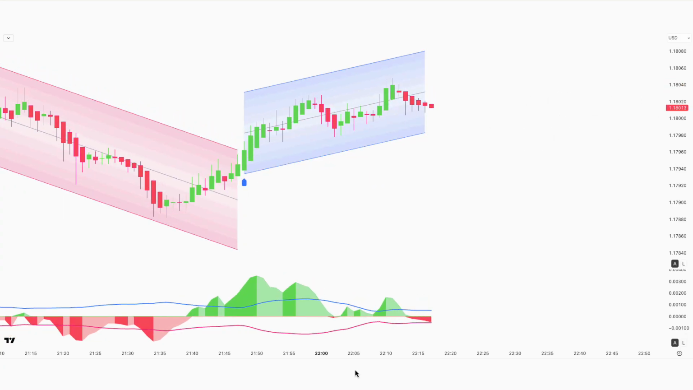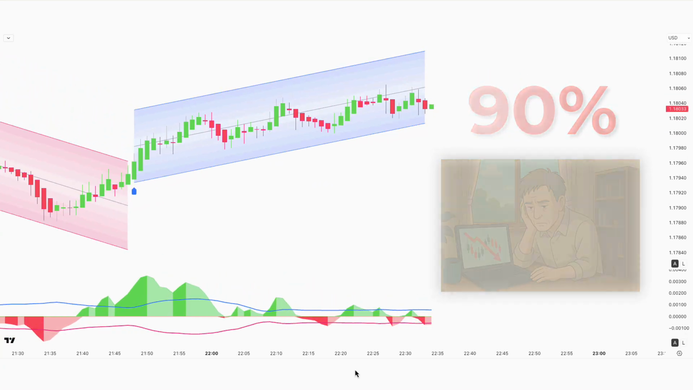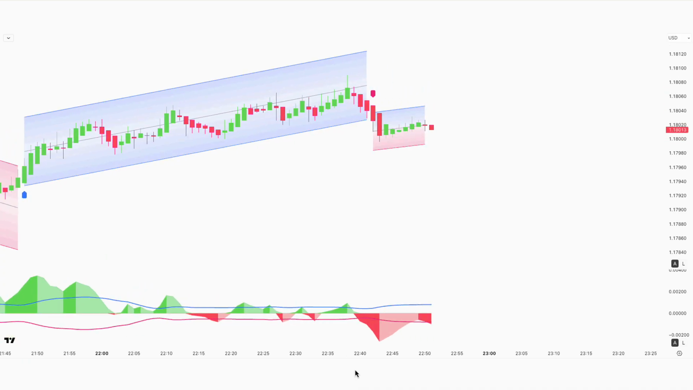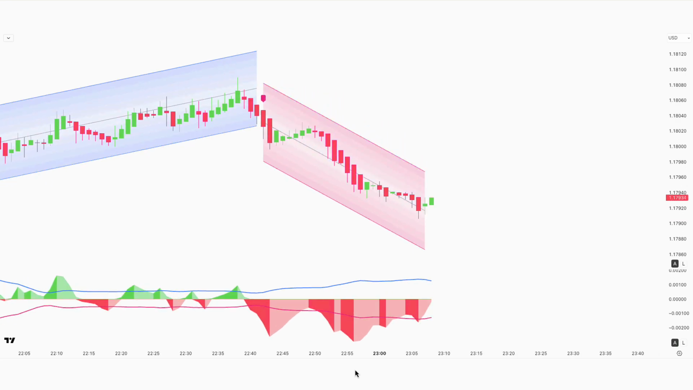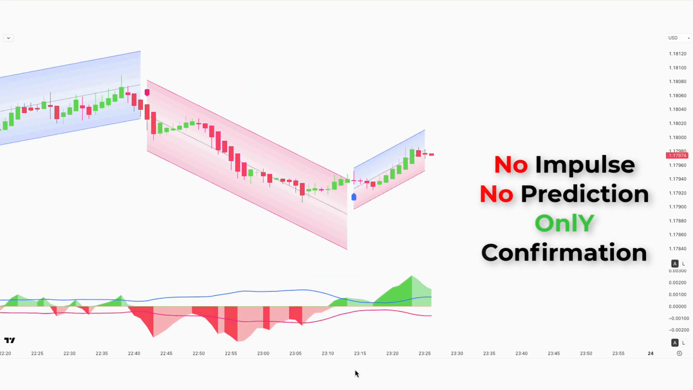When world news shakes the markets, 90% of traders go into panic mode. Stops are hit, fake breakouts are created, liquidity is swept away, and then the real move begins. The rule here is simple. No impulse, no prediction, only confirmation.